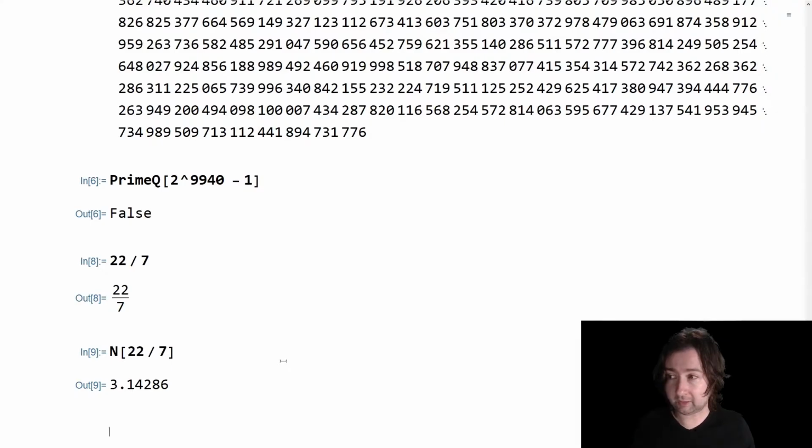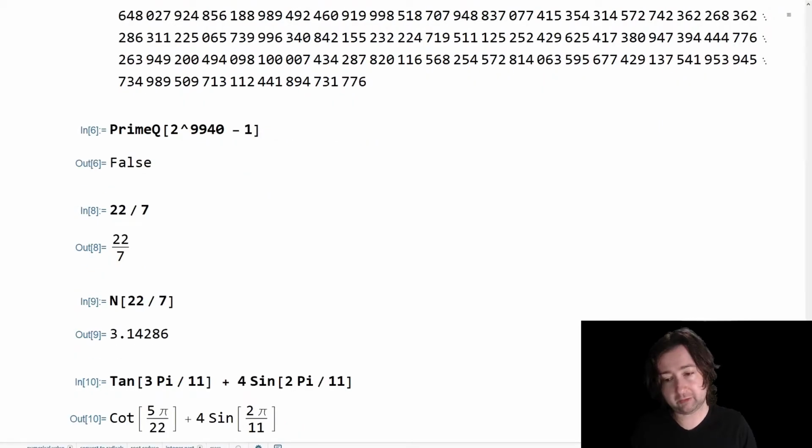So let's look at, for example, something like the tangent of 3 pi over 11 plus 4 times the sine of 2 pi over 11. Now, if you evaluate that, you'll notice that you've got an expression in terms of cotangent and sine. Nothing seems like it's really changed here. Nothing's been evaluated, and if there's an underlying identity at play, we don't see it. Mathematica has done very little to this expression.